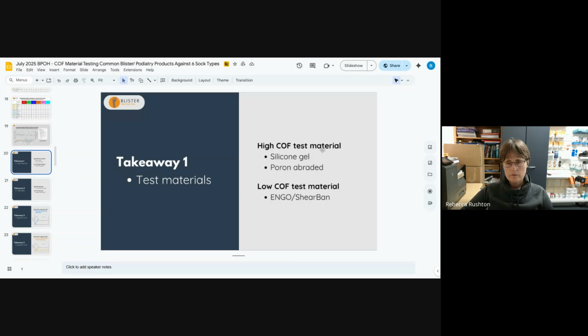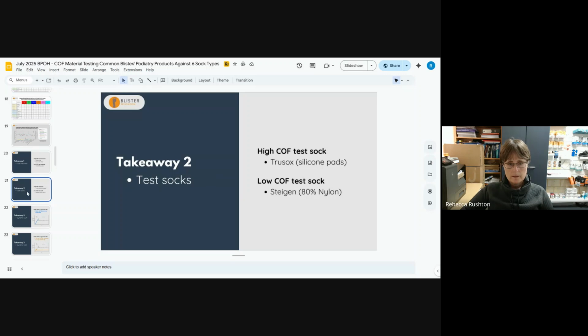For the test materials, the highest coefficient of friction was silicon gel, followed closely behind by the pour-on abraded side, and the lowest was the Engo patches. The other takeaway, as I mentioned, the highest coefficient of friction test sock was the True Socks, and the lowest was the Stegen. They tended to be towards the lower end.